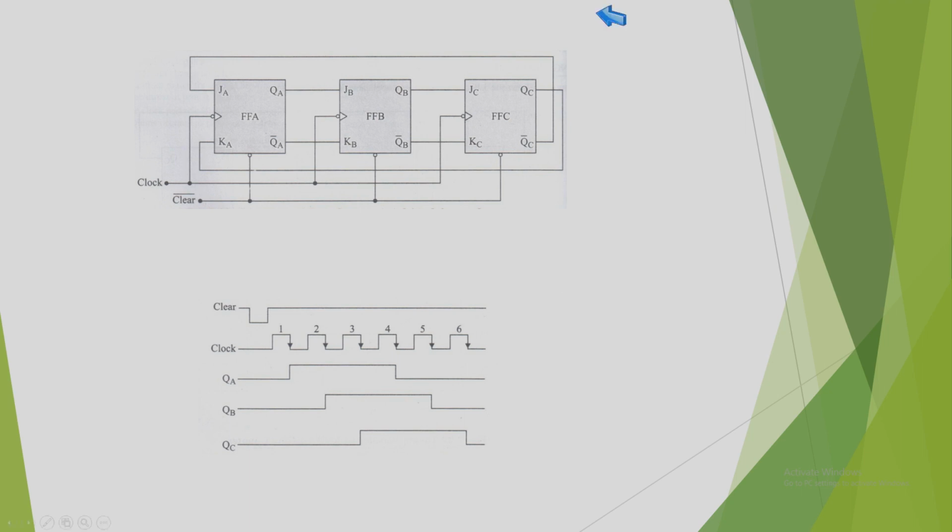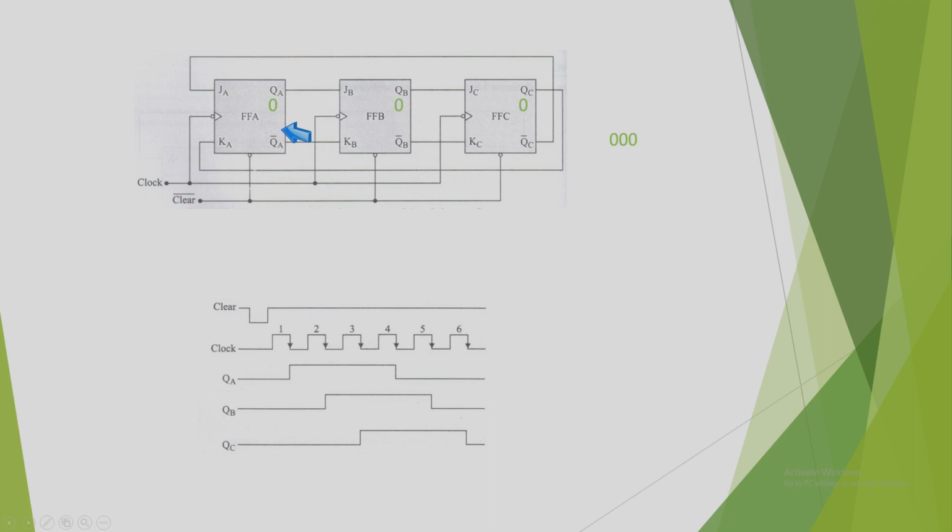Let's study how the pulse moves. So in the beginning, when a clear signal is provided, all the flip-flops will be reset to 0. QA will be 0, QB will be 0, and QC will be 0. So all of them have zeros. So this is the first state which it counts: 0, 0, 0.